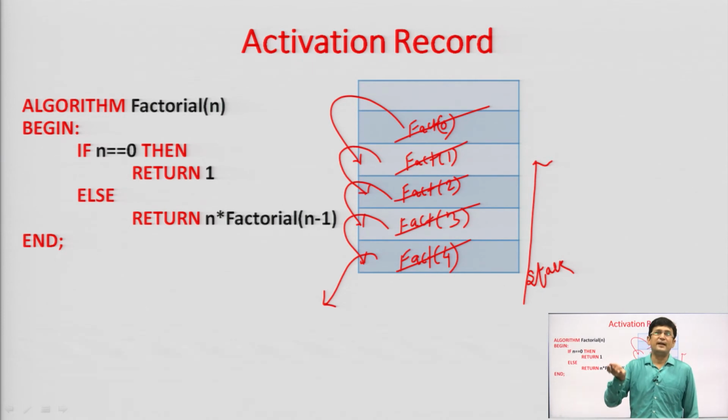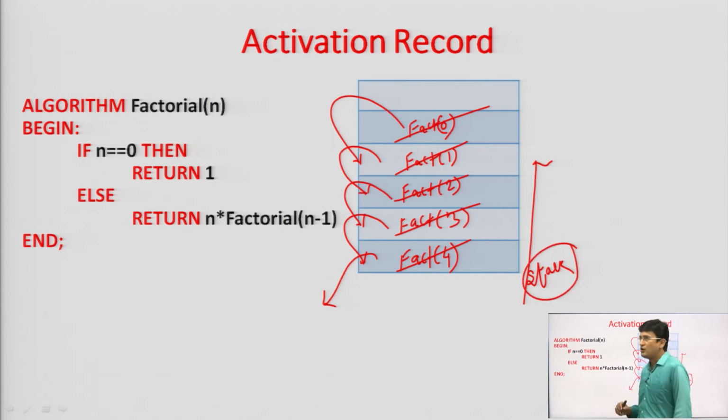So, we have created the activation records one above the other. We are pushing the activation records one above the other. So, the previously called functions are pending for the moment, fine. So, this is done in the stack region of the memory.